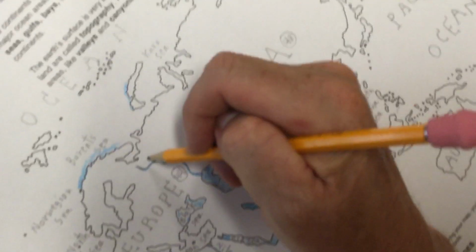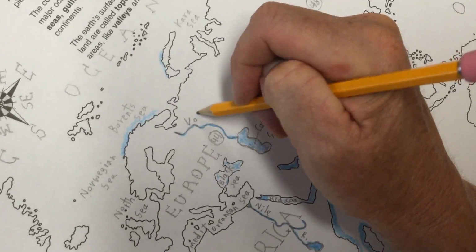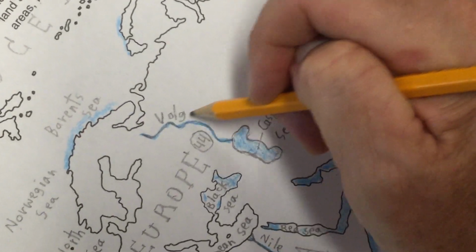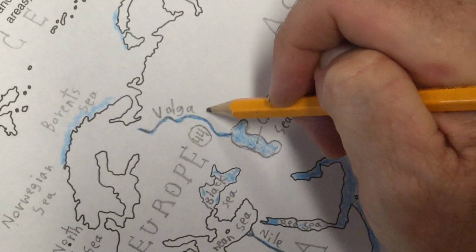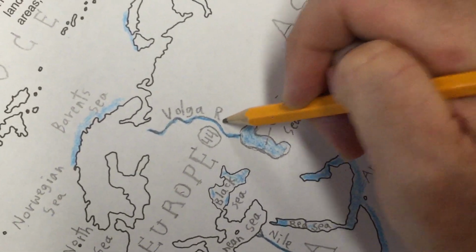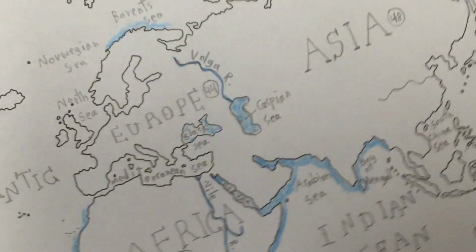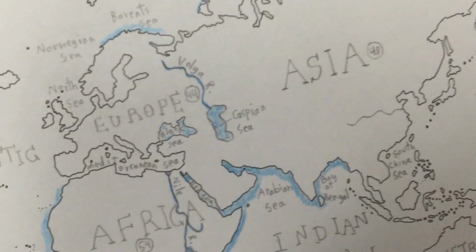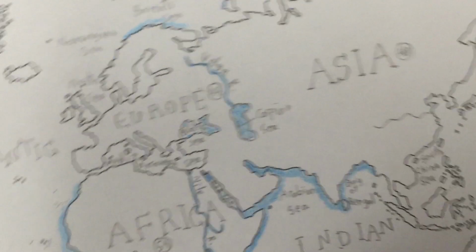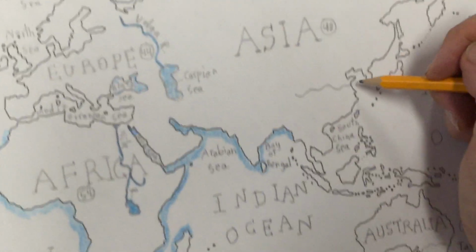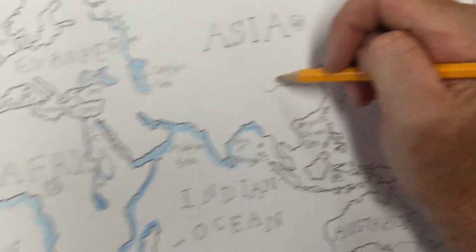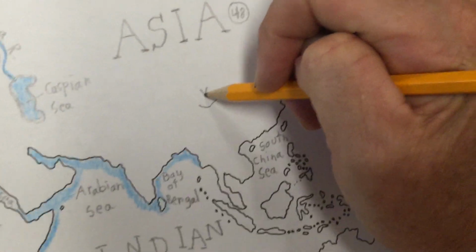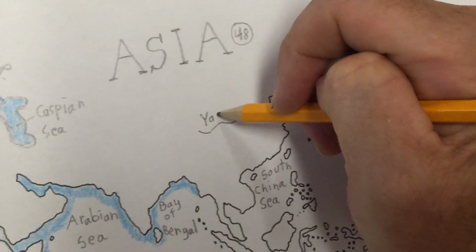Let's label the Volga River. V-O-L-G-A. And once again, I'll abbreviate river. Okay, check that off. All right, now I had to find another river in Asia. This is the Yangtze River. Let's label it first.